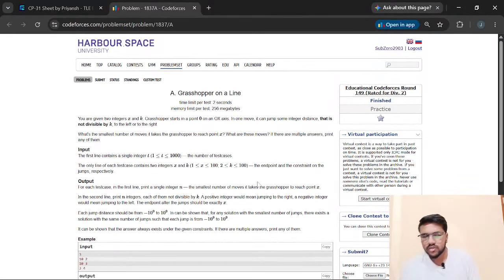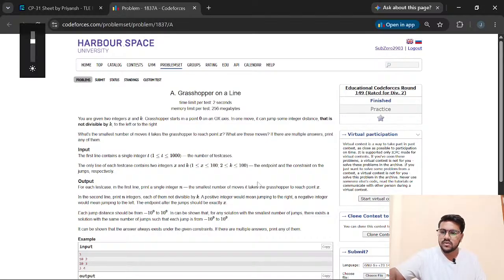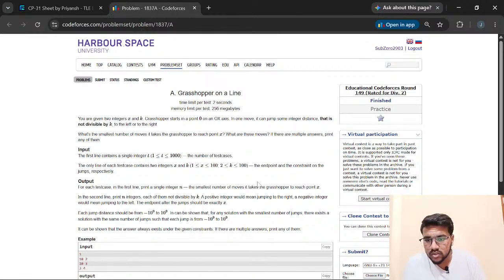You are given two integers x and k. A grasshopper starts at point 0 on the x-axis. In one move, it can jump some integer distance that is not divisible by k, to the left or to the right. What is the smallest number of moves it takes the grasshopper to reach point x? What are these moves? If there are multiple answers, print any of them.